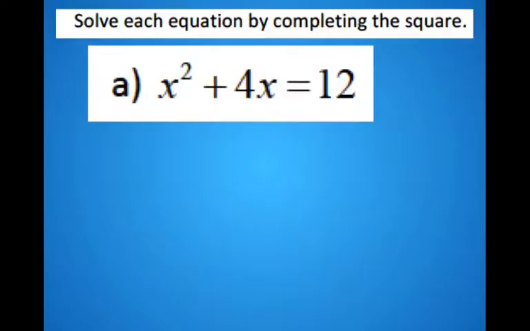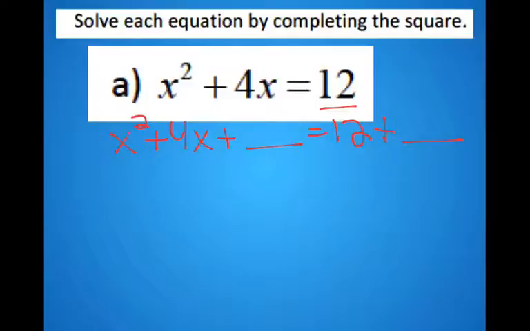Alright, so first one, solve by completing the square. So first thing you have to do is make sure that you move the constant over to the right hand side. Right now the constant is already over on the right hand side. So now we can move to the next step, which is to add that magic c. So x squared plus 4x plus blank equals 12 plus a blank.